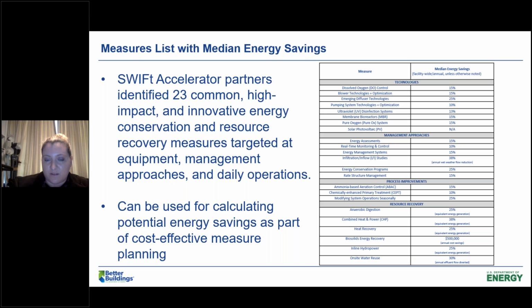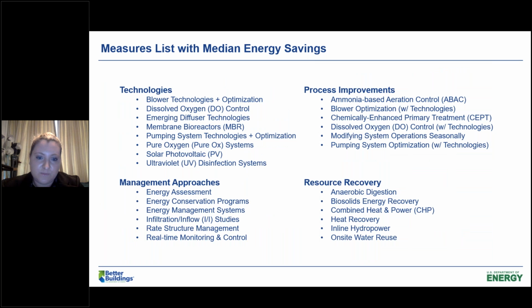But this list is useful when you're making your implementation plan and you're trying to figure out which of these measures you can implement to achieve your goal. So if you set a 30% goal, you'd know, okay, I need to implement 2 or I need to implement 3 of these to get to where I want to be. Okay, next slide. Okay, and so just so you can see them a little better, because I think that list is kind of tiny, we have them divided by technologies, management approaches, process improvements, as well as resource recovery measures as well. Okay, so next slide.